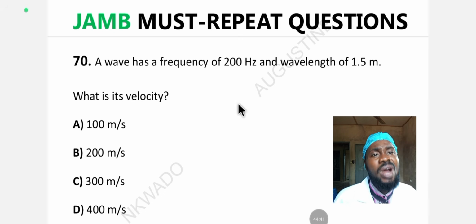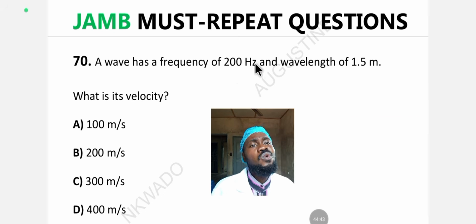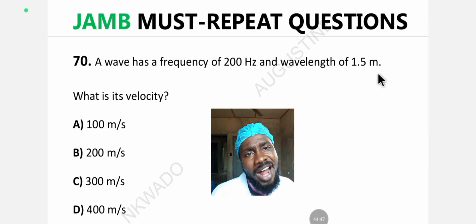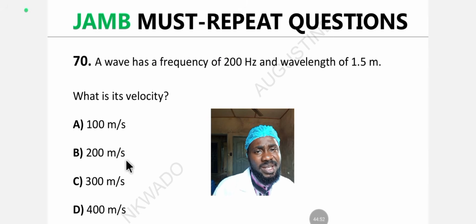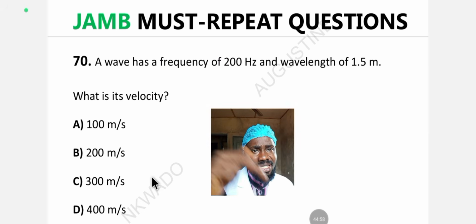Question 70. A wave has a frequency of 200 Hz and wavelength of 1.5 meters. What is its velocity? A. 100 meters per second. B. 200 meters per second. C. 300 meters per second. D. 400 meters per second. What's the answer? Drop the answer in the comment section.